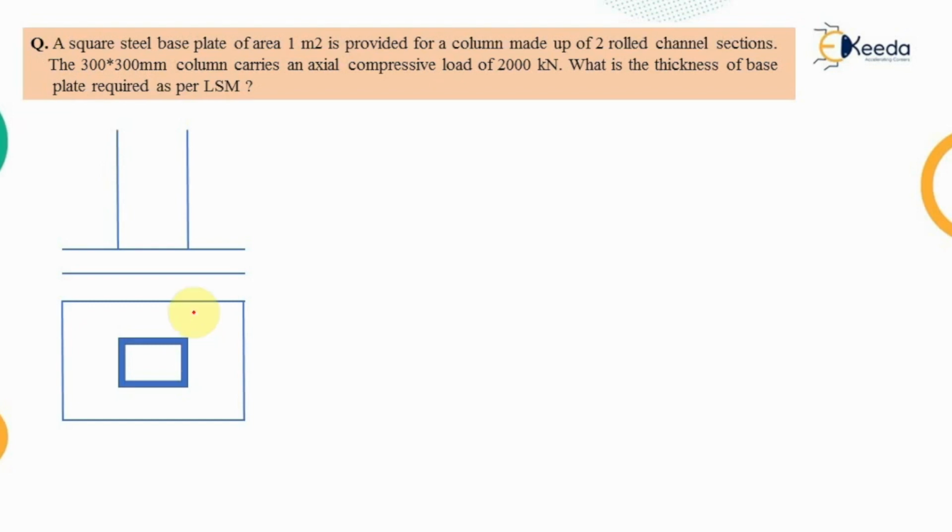Now, as the problem statement says, a square steel base plate of area 1 square meter, that is, a square plate of 1 meter by 1 meter, is provided for a column that is made up of two rolled channel sections. The 300 mm by 300 mm column carries an axial compressive load of 2000 kN. What is the thickness of the base plate required as per the limit state method?